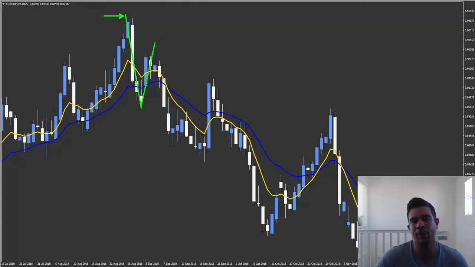But you have a move down, you have a pullback. You then have the next move down, followed by a pullback. The next move down, followed by a big pullback.